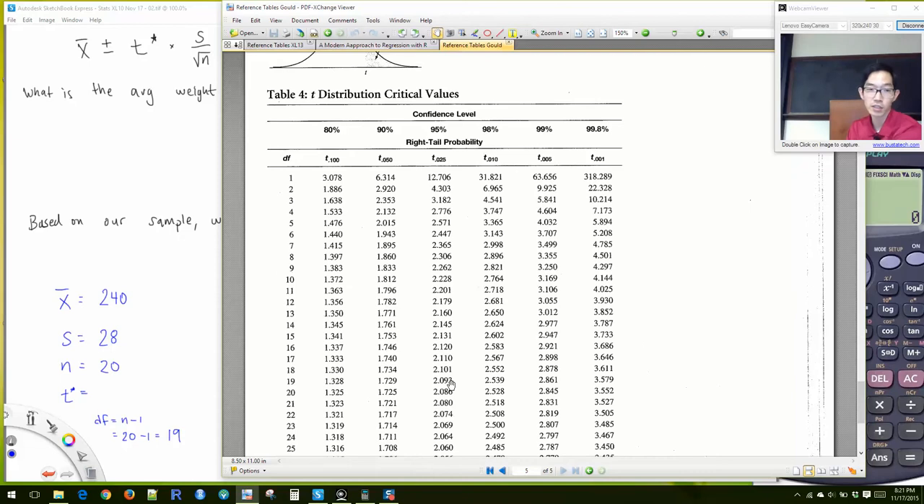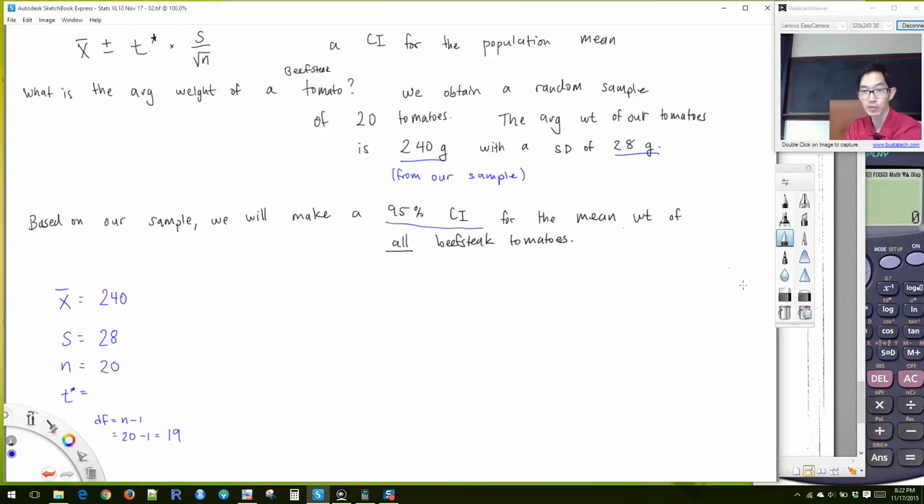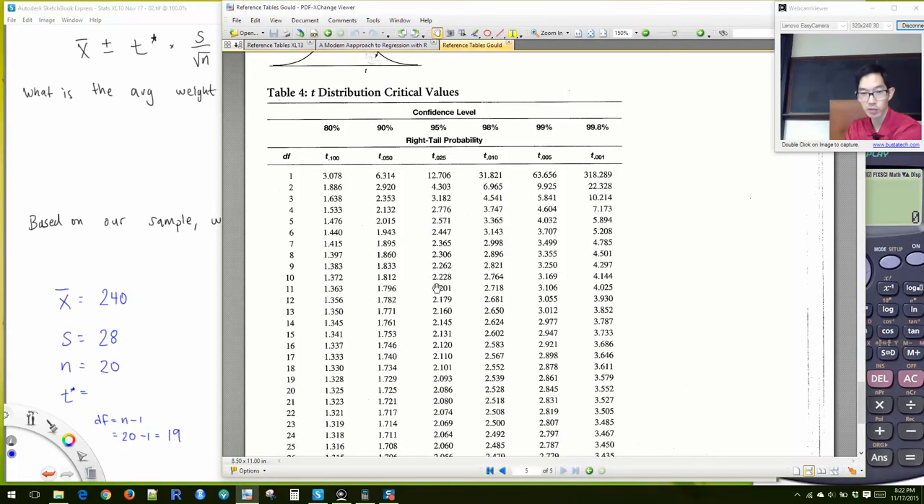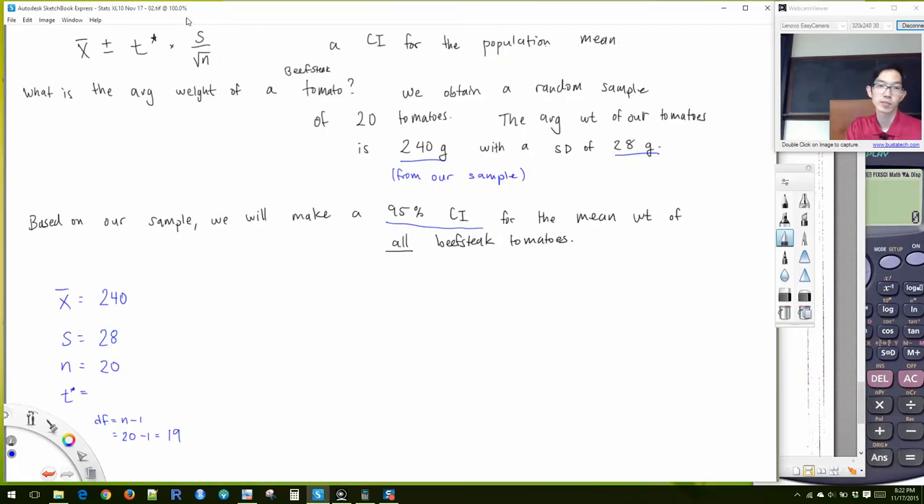2.093. Okay, so I got degrees of freedom equal to 19, right? We're good there? And then we have our confidence level. We look at the tops of our paper, and it says confidence level 95%, because in our problem it says we want to make a 95% confidence interval. So we're going to say 95%. We go down at 19 degrees of freedom. Our value here is 2.093. Okay. All right, and so now it's just a matter of plugging in these values.